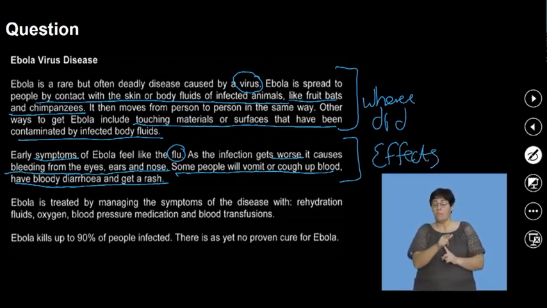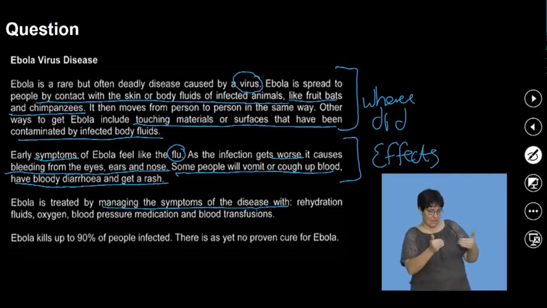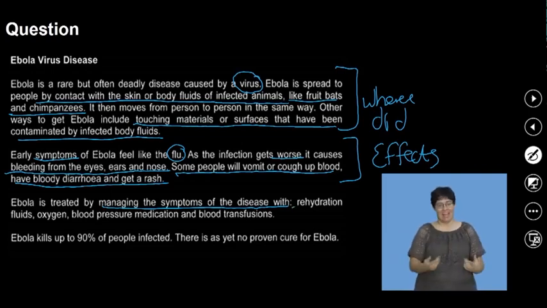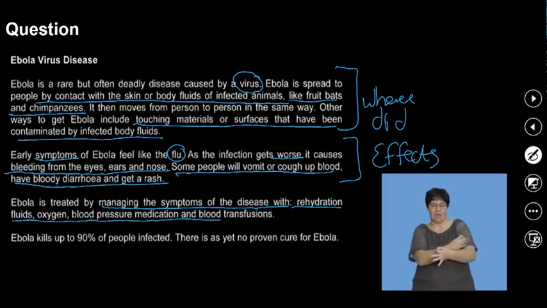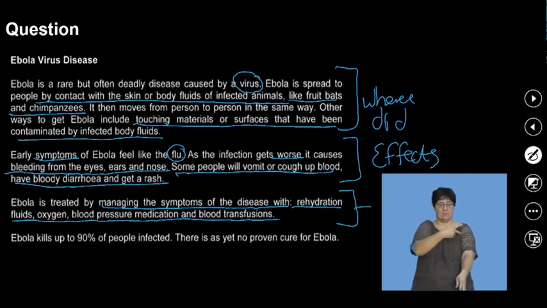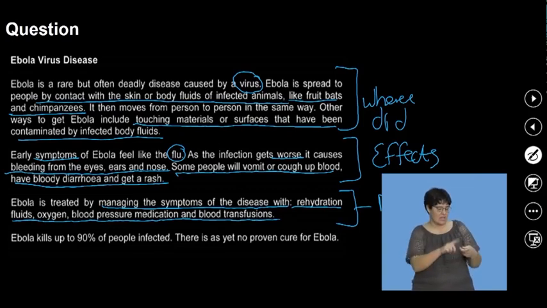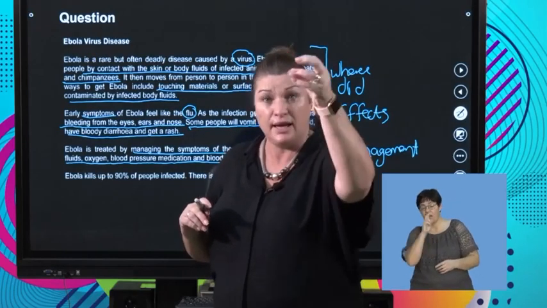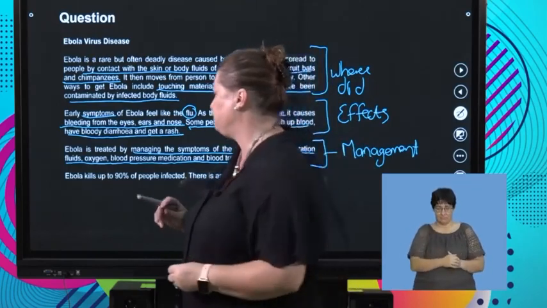Ebola is treated by managing the symptoms of the disease. We can't cure it, with rehydration fluids, oxygen, blood pressure medication, and blood transfusion. So putting other people's blood in you. What is this? Management. So you see, we've used those principles that we used when we looked at HIV, flu, or rabies, and we're now looking at this piece.